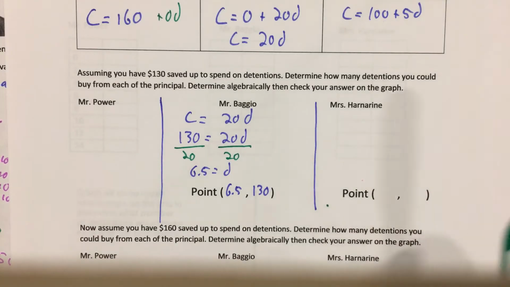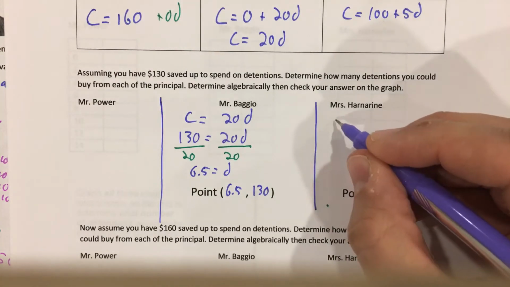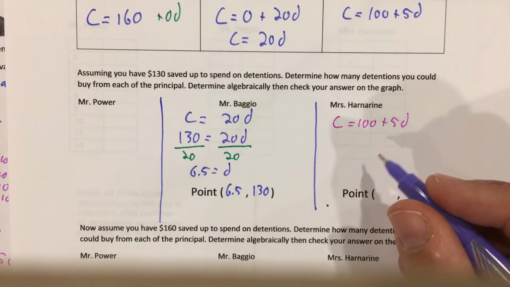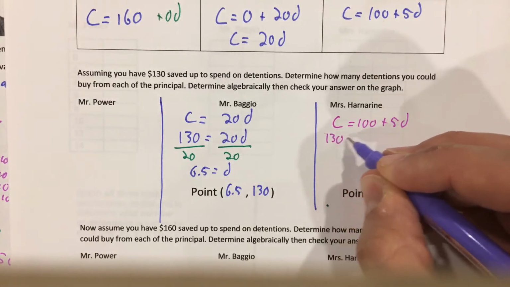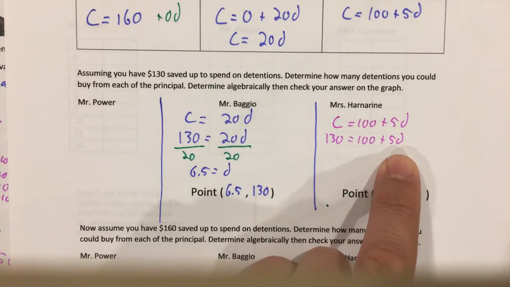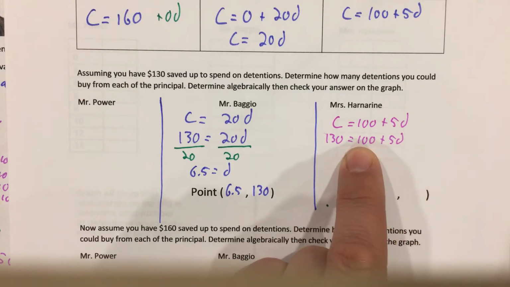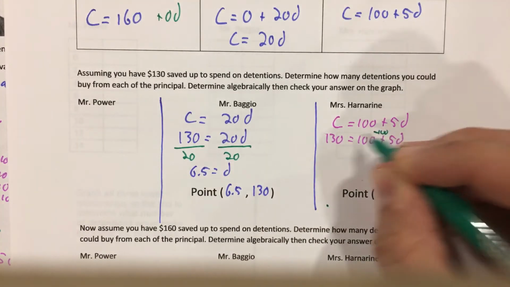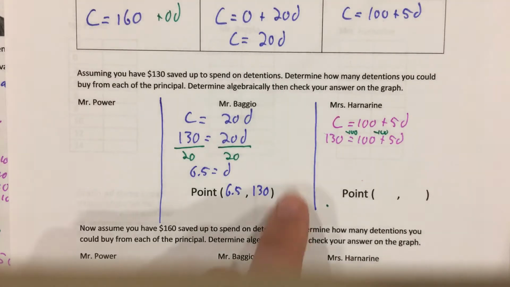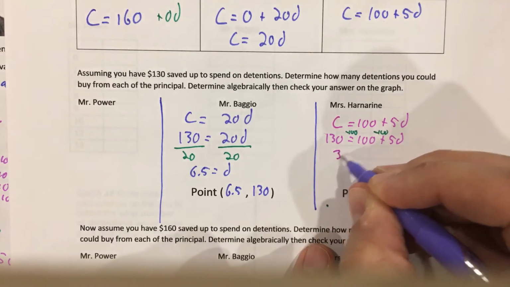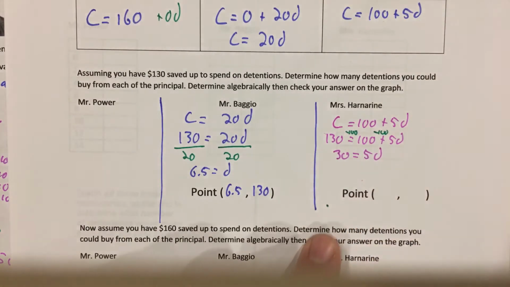So now let's take a look at Miss Harnrein. Her equation was C equals 100 plus 5D. So we know that we have $130. Now let's go through our steps. What's bugging the variable? Well, right beside the variable I have a multiplied by 5, but then I have a positive 100. So let's get rid of that positive 100 and subtract 100 from each side. 130 minus 100 will leave $30 is equal to 5 times the number of detentions.